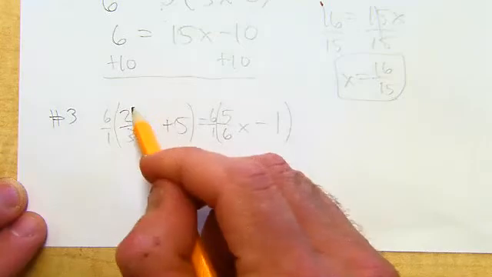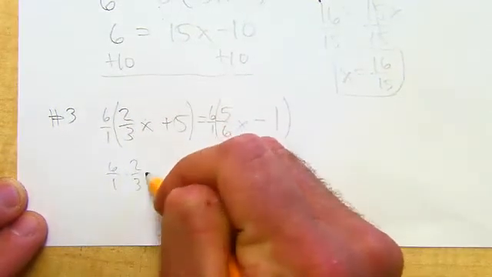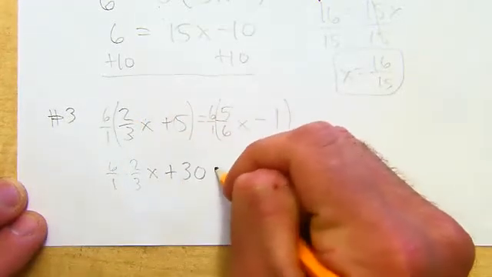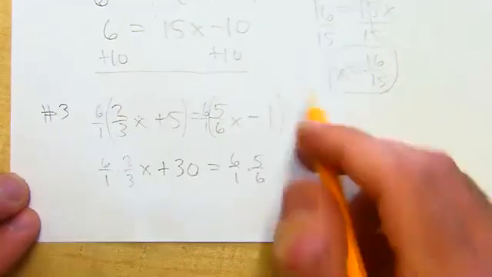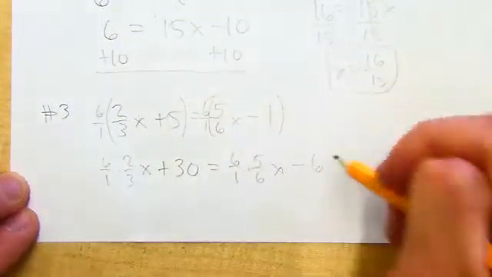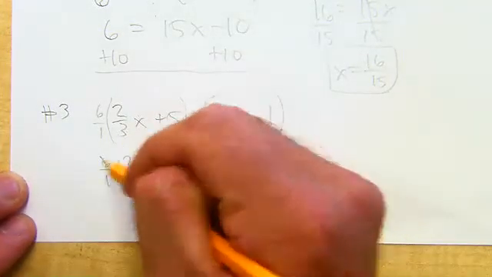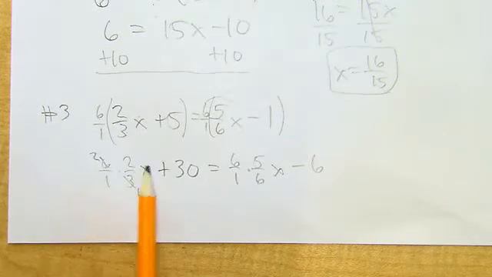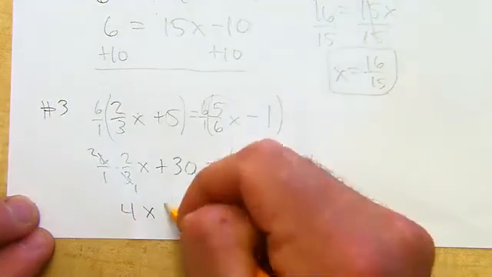Okay, distribute it in. So I've got 6 over 1 times 2 over 3. Figure that out later. I've got 6 times 5, which is just 30. Got 6 over 1 times 5 over 6. And I've got 6 times negative 1, which is negative 6. Okay, the cool thing is these will cancel down nicely. So 6 and 3 can cancel down. I just got 2 times 2, 4x. The 1 doesn't matter in the bottom.